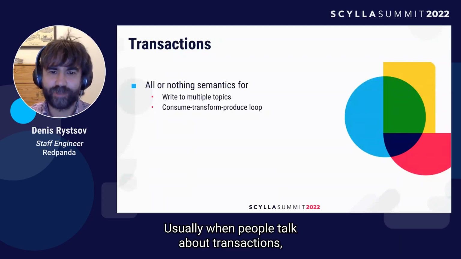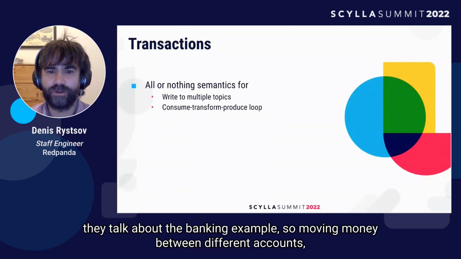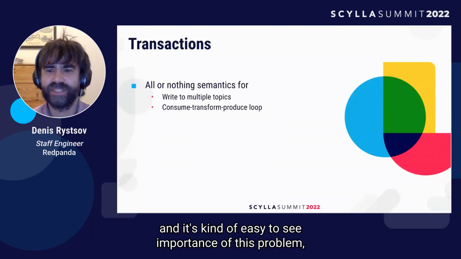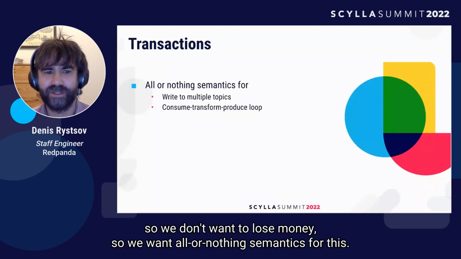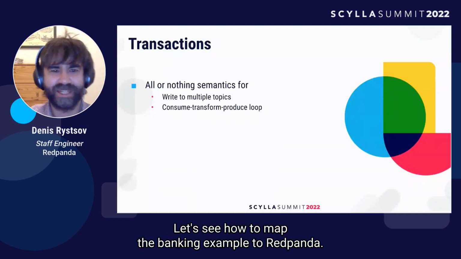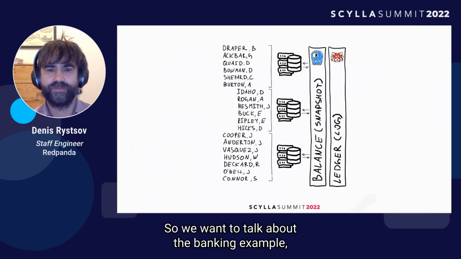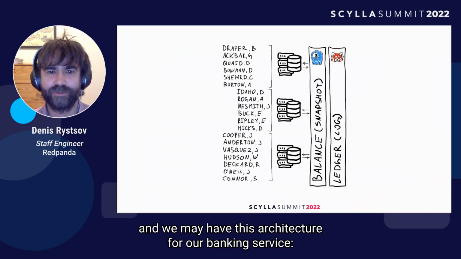Usually when people talk about transactions, they talk about the banking example, so moving money between different accounts, and it's kind of easy to see the importance of this problem. So we don't want to lose money, so we want all or nothing semantics for this. Let's see how to map the banking example to Redpanda.